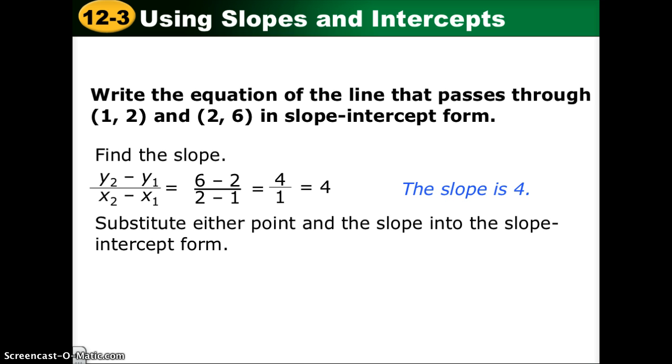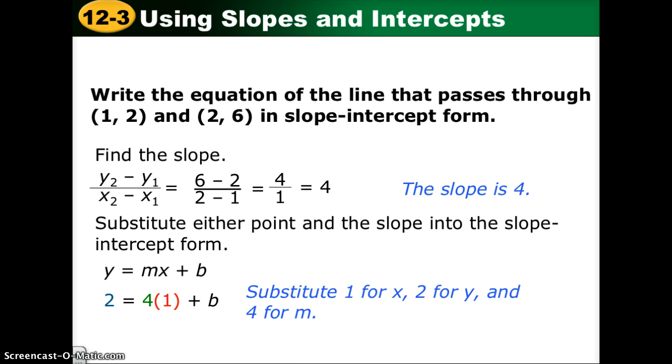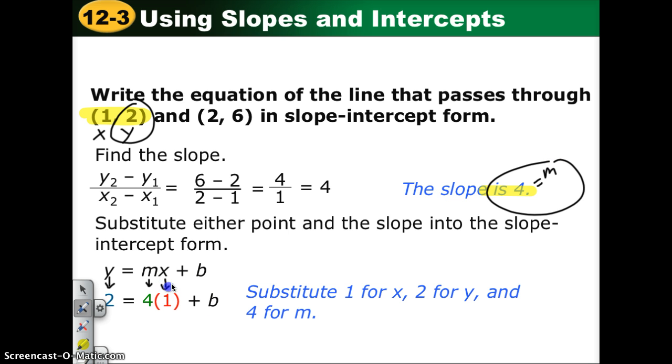Now we pick one of the 2 points, either the (1, 2) or the (2, 6). Either one will give us the same answer. And we're going to plug it into slope-intercept form. So let's look at what we did here. The point that we chose was (1, 2). In that point, 1 is x, 2 is y. Over here, we found that the slope was 4. And slope is representing the letter m. So for y, we put in the number 2 from the point. For m, we put in the number 4 from the slope. And for x, we put in the number 1 from the point. We didn't use this point at all.